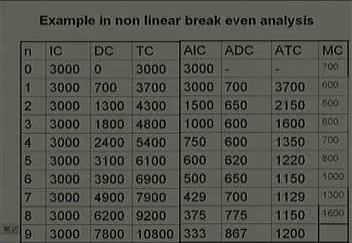So, for finding the total cost, I will add these values to my indirect cost. So, you can notice the total cost corresponding to n equal to 0 is 3000, corresponding to n equal to 1, it is 3700, corresponding to n equal to 2, it is 4300, corresponding to n equal to 3, it is 4800. Like this, I have calculated the total cost.